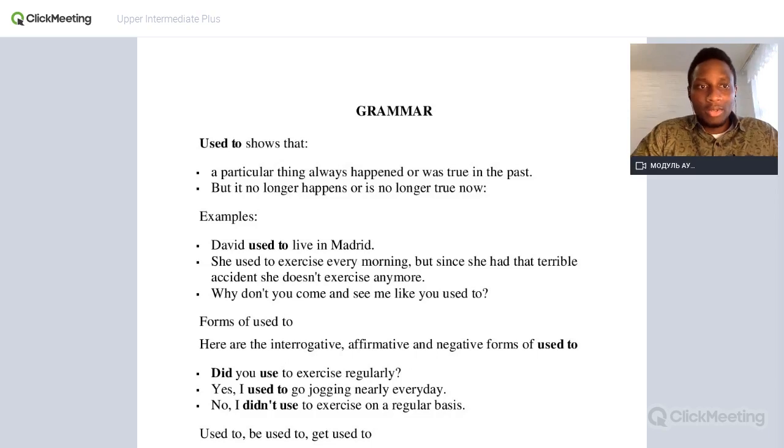For example, as you can see, "David used to live in Madrid." Madrid is the capital of Spain. "She used to exercise every morning, but since she had that terrible accident, she doesn't exercise anymore." "Why don't you come and see me like you used to?" Because "used to" basically talks about habits we all had previously, and these are habits that we have dropped, or things that we don't do anymore.